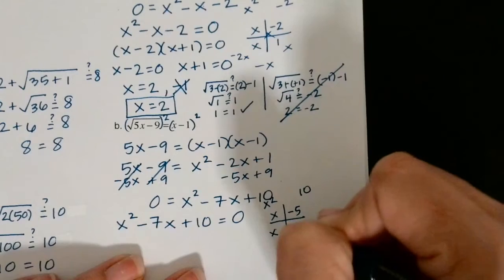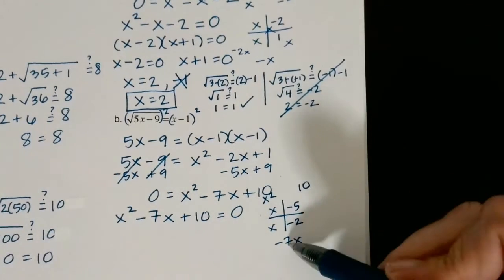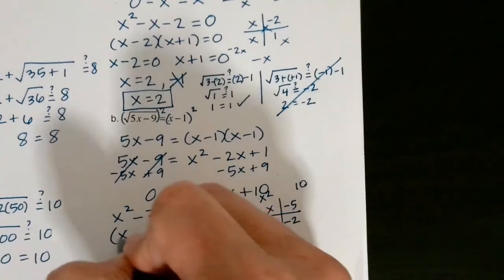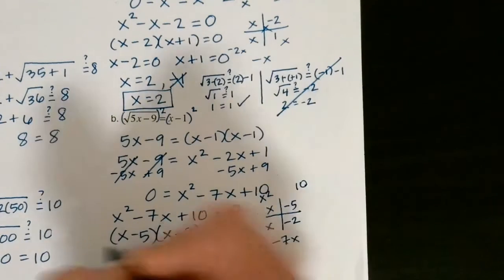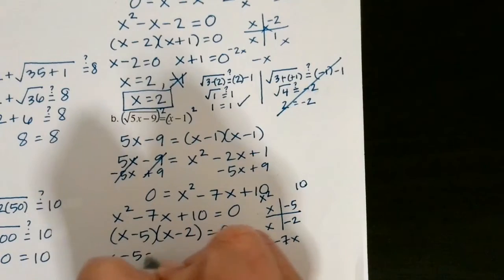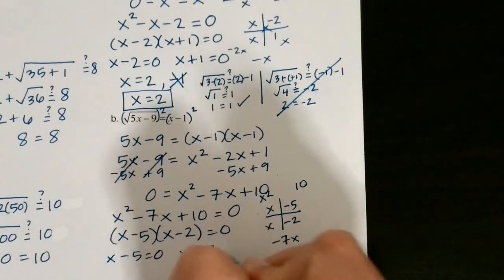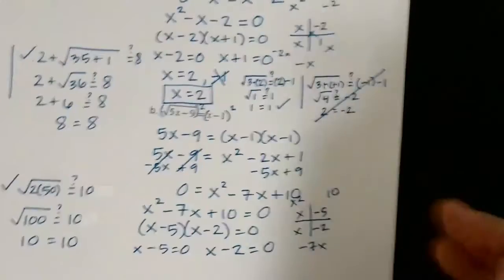Negative 5 and negative 2, because this is positive and those are both negative. Alright, x minus 5 times x minus 2. So I get x minus 5 equals 0 and x minus 2 equals 0. And moving on up.